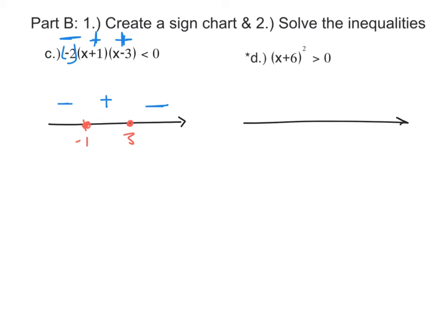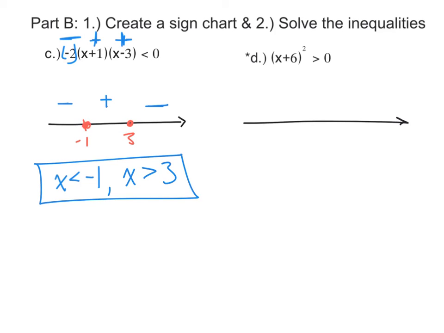Now I'll go back and answer the question. I want to know, when is this product less than 0? Negative numbers are less than 0. That means these two intervals are going to be my solutions. The first interval is when x is less than negative 1. This time it's not going to be "or equal to," because I just asked when is a product less than 0, not less than or equal to. The second interval is when x is greater than 3.